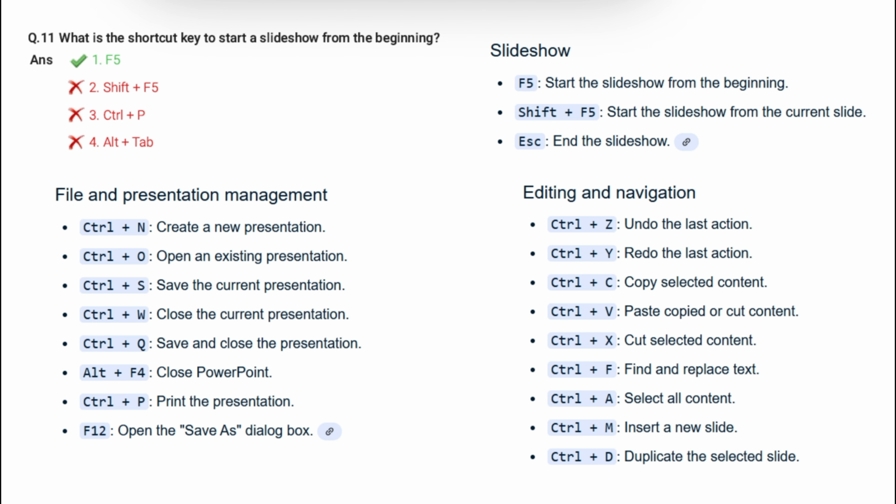Question number 11. What is the shortcut key to start a slideshow from the beginning? That is F5. F5 starts the slideshow from the beginning. Shift F5 starts the slideshow from the current slide. Escape ends the slideshow. So the correct answer is option 1.